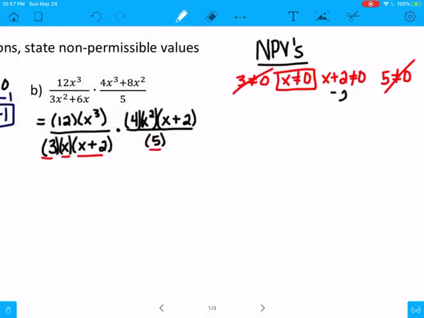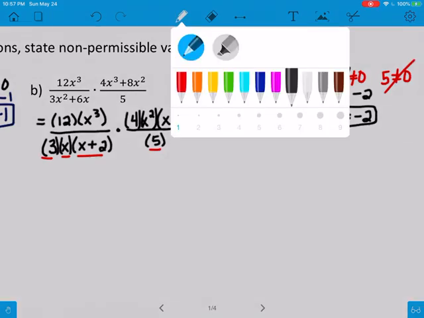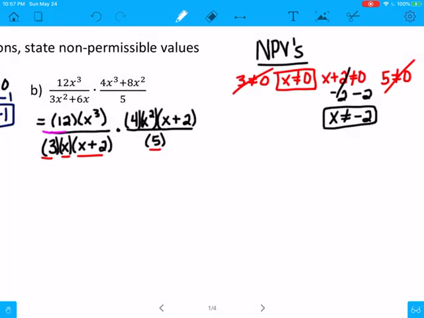This one I'm going to subtract 2 from both sides. I'm going to get x cannot equal negative 2. So I have two non-permissible values. Then I can go back and connect the top and the bottom. And I see what I can cancel off.